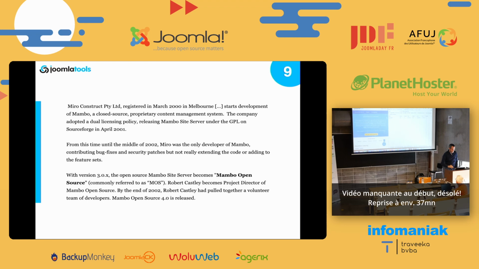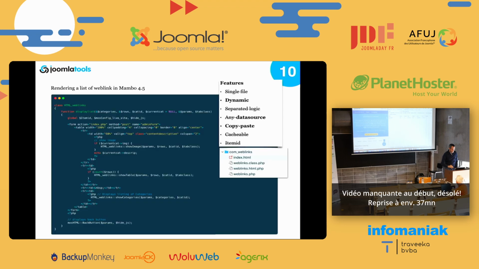So the first version that was released as open source was the 4.0 version. The last version of Mambo that we worked on was 4.5.1.2 or 1.12. Still the same thing, a list of 5 links. This is the web links component in Mambo 4.5 that does nothing more than render 5 links.